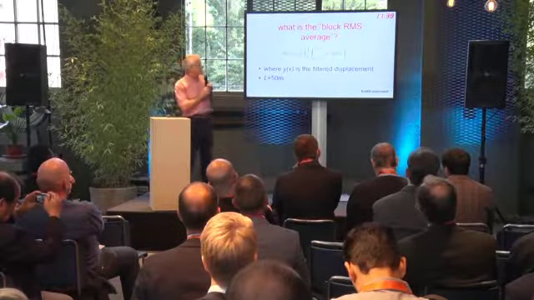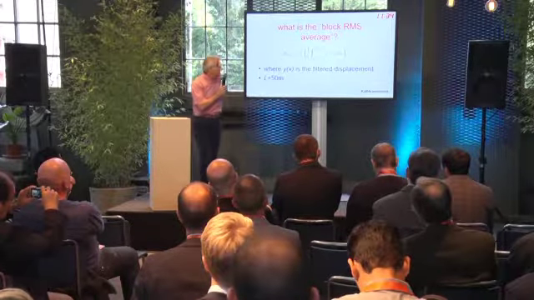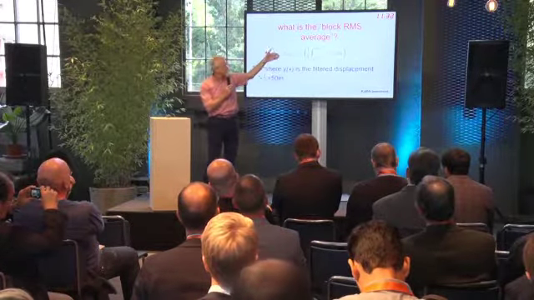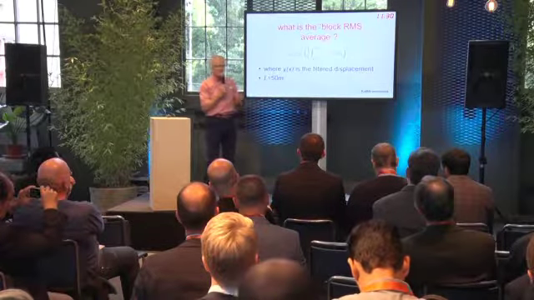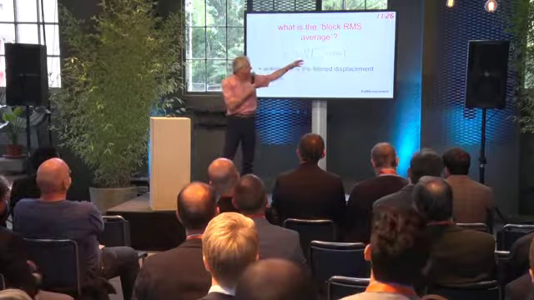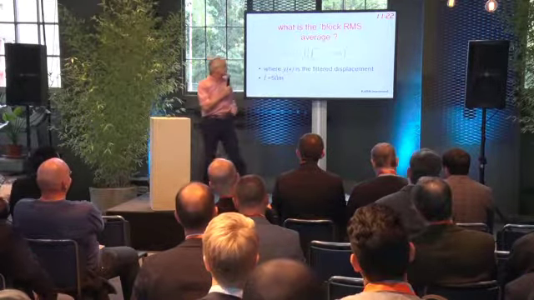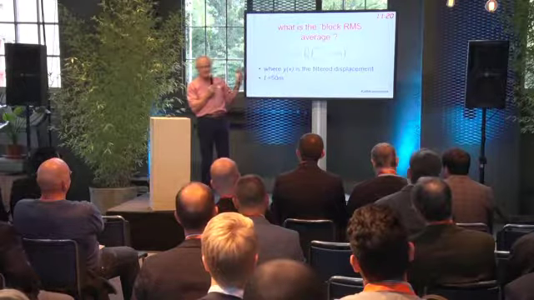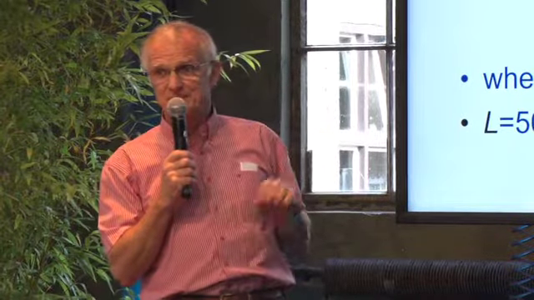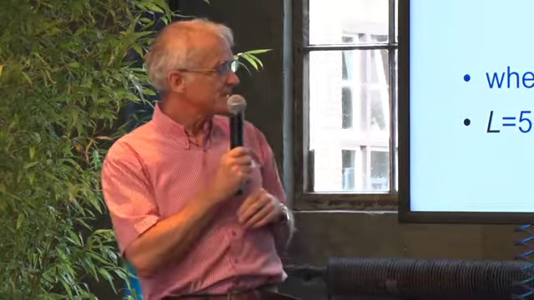First of all, I'll just show you what the block RMS average is. This is pretty straightforward. It's just the RMS average over 50 meters of track. Definition here, L is 50 meters. And so what we end up with, and I'll show a slide in a minute, is essentially a sort of histogram of irregularities along the track.